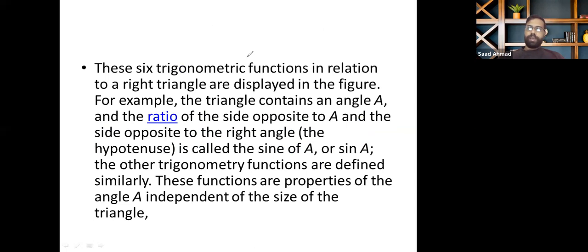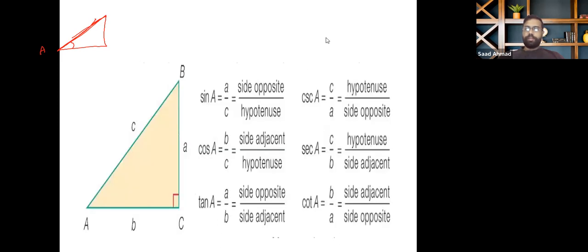The 6 trigonometric ratios are in relation with the right triangle. Let's say we have a right triangle. The triangle contains angle A, and we take the ratio of the side opposite to angle A to the hypotenuse.